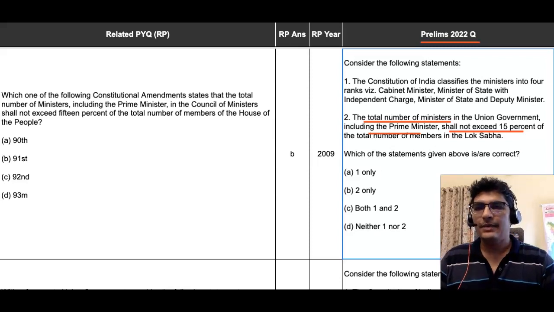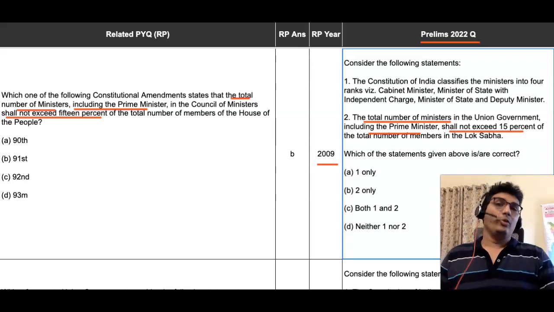Okay, please come to the respective PYQ which was asked in the year 2009. The PYQ says, which one of the following constitutional amendments states that the total number of ministers, including the prime minister in the council of ministers, shall not exceed 15% of the total number of members of the house of the people, that is the Lok Sabha, right?